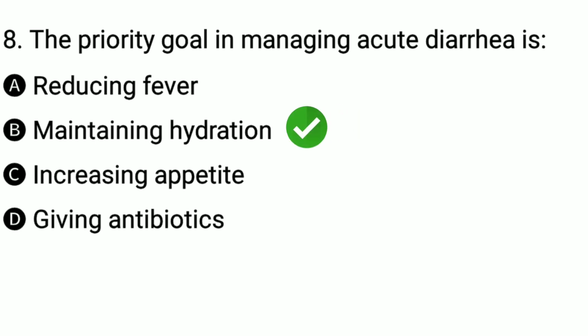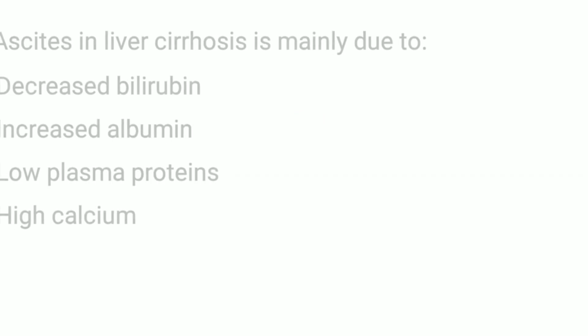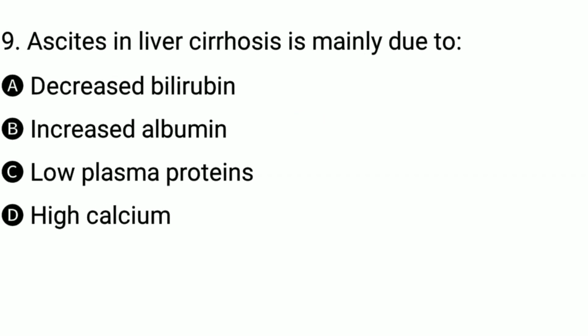The right option is option B. Maintaining hydration. Question number 9. Ascites in liver cirrhosis is mainly due to. The right option is option C. Low plasma proteins.